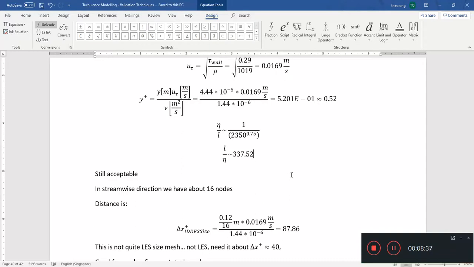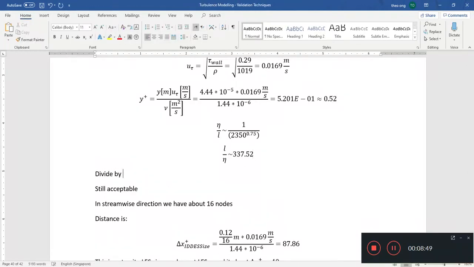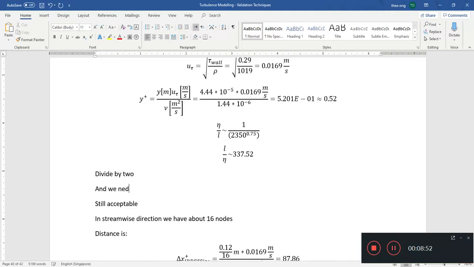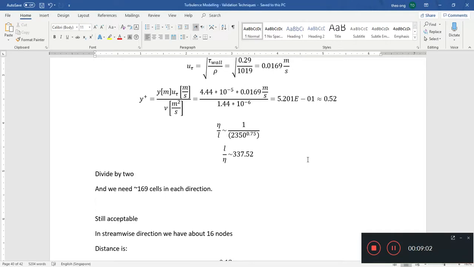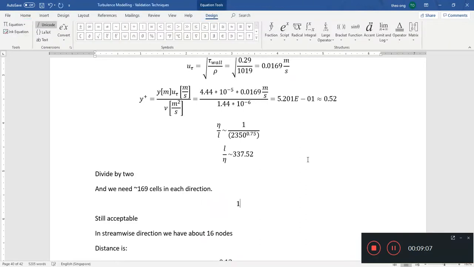But actually, you don't need that many cells. You can just divide this number by 2, because by default the Kolmogorov scale is already half the Y plus. So divide by 2, and we need about 169 cells in each direction. So it's not quite 157, but if we take 169 and cube it, that is approximately 4.8 million cells.